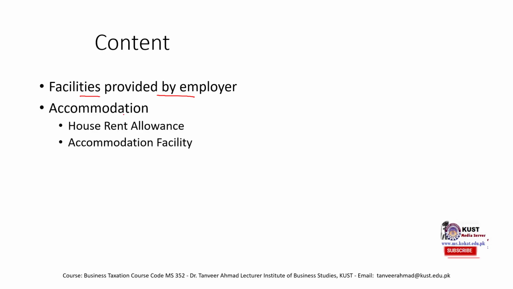So we would start with accommodation facility, and within accommodation we would see what if there is a house rent allowance, and what if the employer has provided the accommodation facility. And then we are going to look towards the conveyance facility. Again, within conveyance we would have the conveyance allowance. The employer can provide conveyance allowance, or the employer can provide a car or a car facility to its employee. In both cases, how would we calculate the taxes?